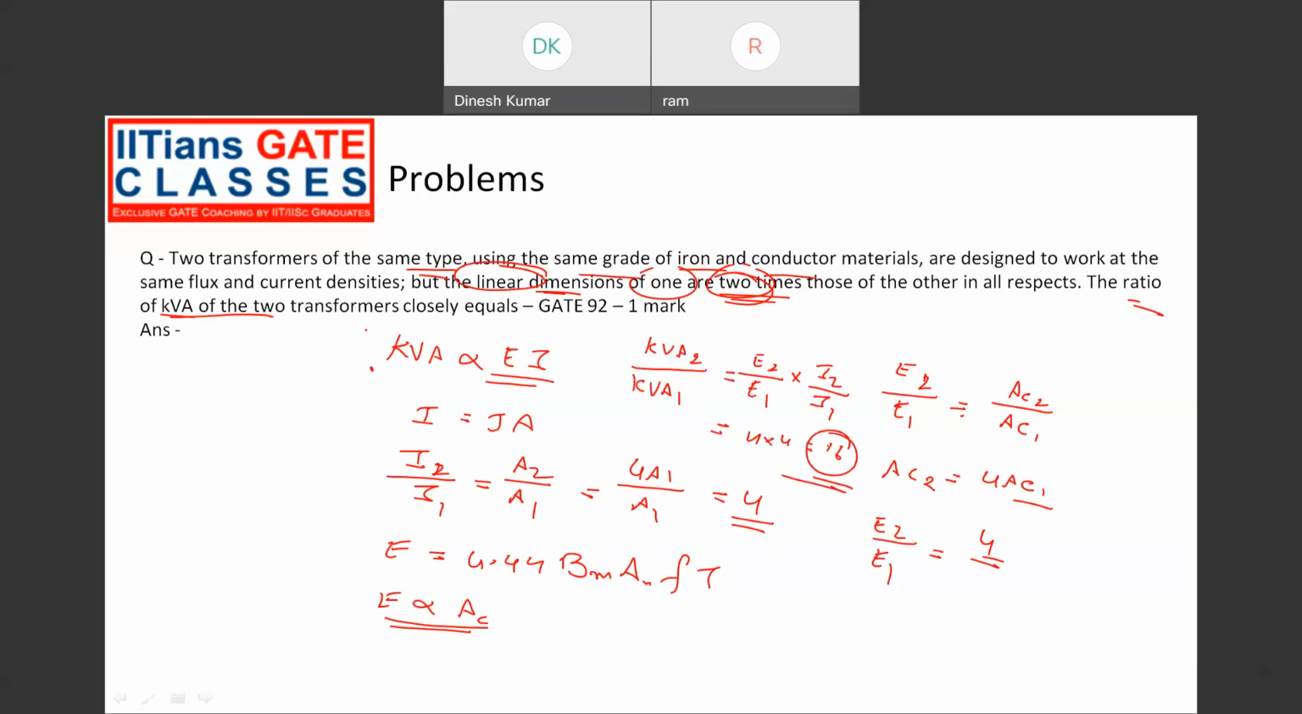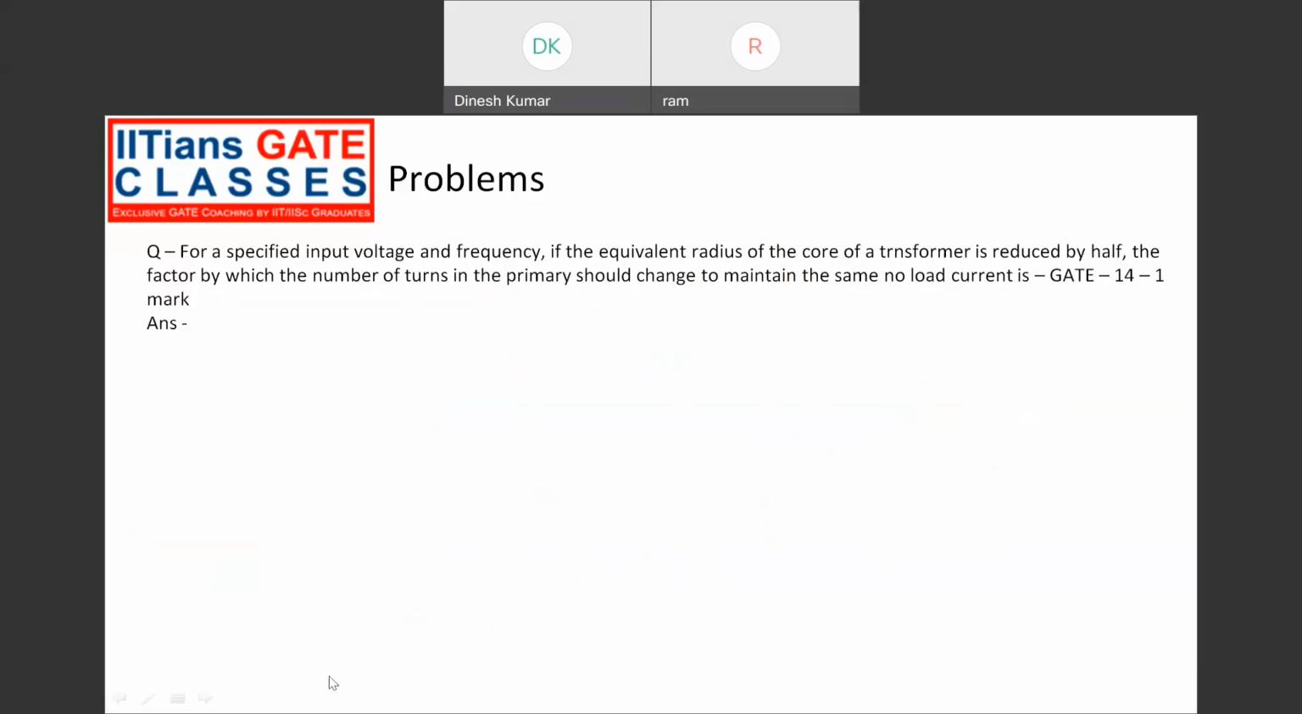okay, we'll go to the next question. Here, 2014, one more question. For a specified voltage and frequency, if the equivalent radius of the core of a transformer is reduced by half, they're asking us the factor by which the number of turns in the primary should change to maintain the same no load current.